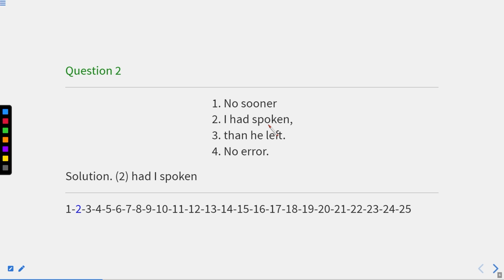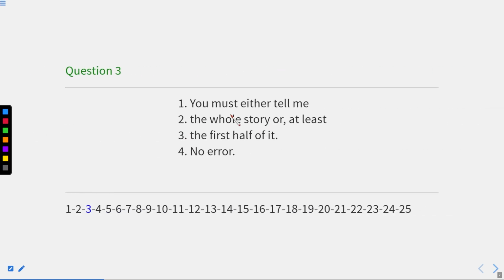Now let us move to the third question. I hope you got this concept. You must either tell me the whole story or at least the first half of it. Now, as I told you, the position of either or matters a lot in a sentence. Whenever we have choices, we have to place either before the first choice and or before the second choice. Now, if you see this entire sentence, here we have two choices. First of all, you can tell me the whole story or at least the first half of it. So this is the second choice and this is the first choice.